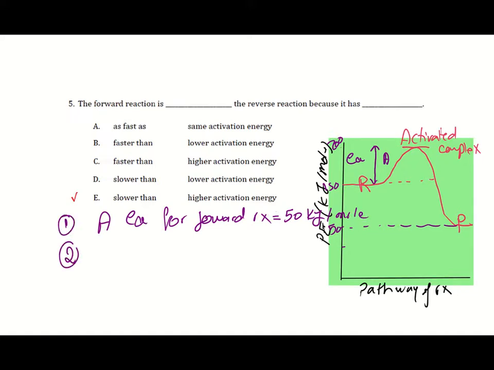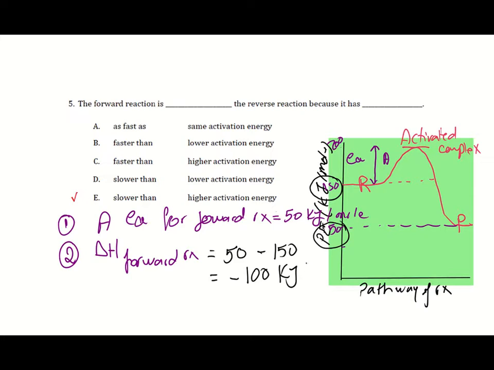Number 2. What is the enthalpy change for the forward reaction? The enthalpy of products equals, as you can see here, 50 kilojoules, and the enthalpy of reactants equals 150 kilojoules. So the enthalpy change for this forward reaction equals minus 100 kilojoule per mole, which is consistent with what we expect because it's an exothermic reaction graph.